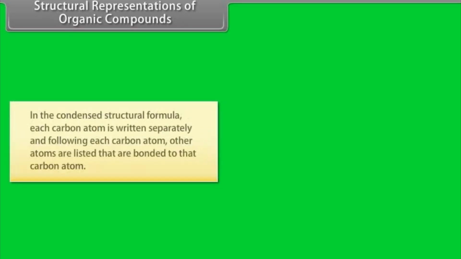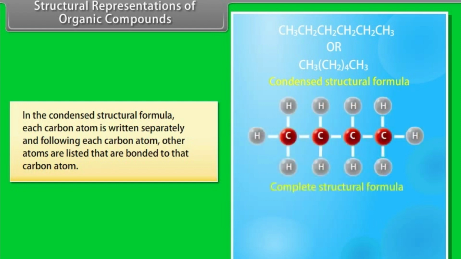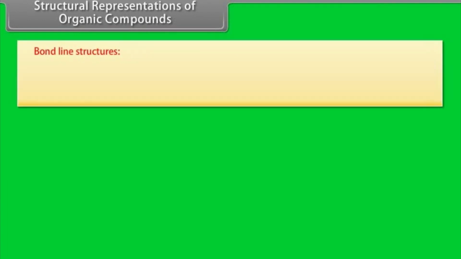Structural representations of organic compounds. In the condensed structural formula, each carbon atom is written separately and following each carbon atom, other atoms are listed that are bonded to that carbon atom. For example, complete structural formula. Its condensed structural formula can be written as shown.